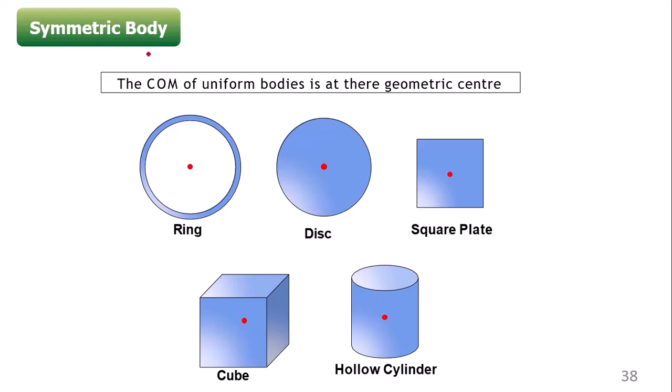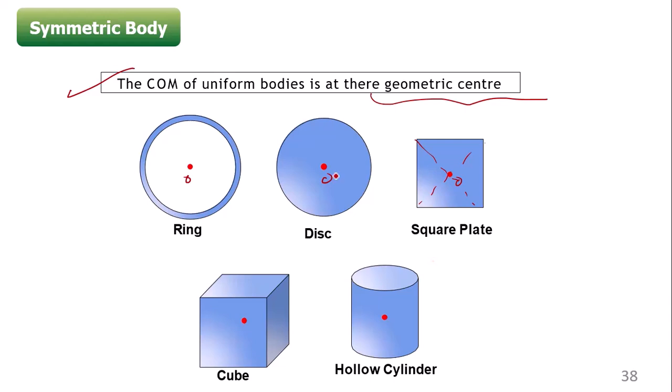So there are some situations where we can apply the concept of symmetry. The center of mass of symmetric bodies is always at the geometric center. For a ring, this is the geometric center. For a disc, this is the geometric center. For a square plate, this is the geometric center. What is that center? That is nothing but the intersection of the diagonals. For a cube, again the geometric center. Hollow cylinder, again the geometric center. So for all symmetrical bodies, the center of mass is at the geometric center.